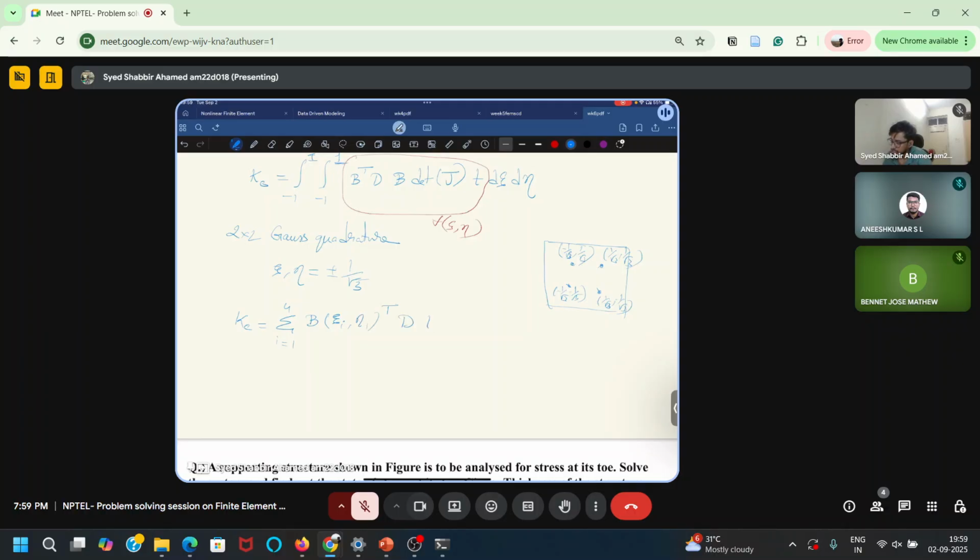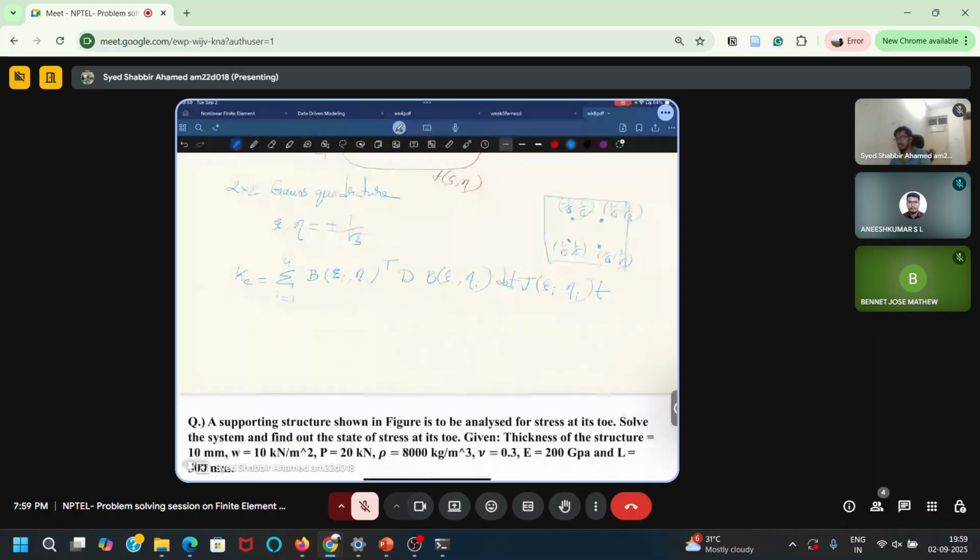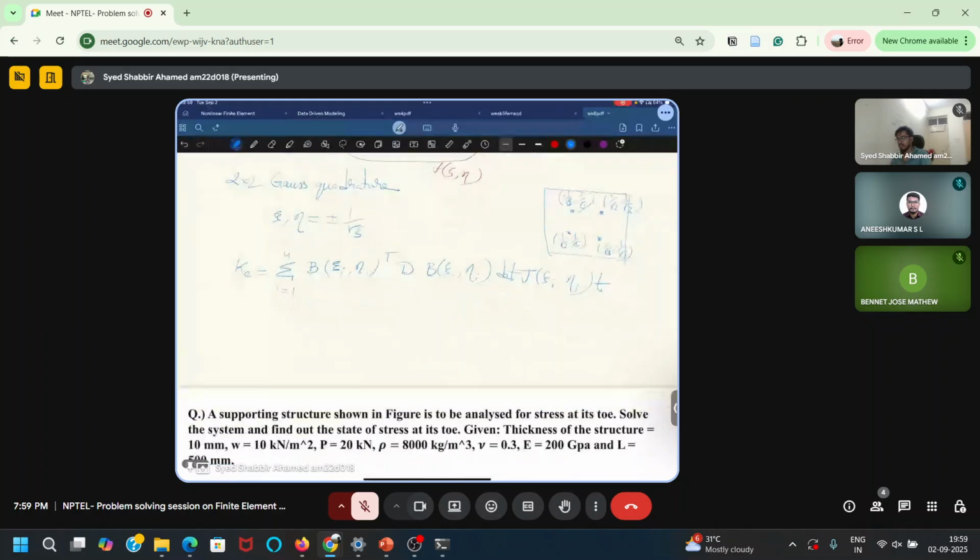Substitute xi i and eta i as minus 1 by root 3, minus 1 by root 3, like that. Get 4 terms and sum it. That's what this summation means. And that det J of xi i, eta i, into t, this is the thickness which we have. So now you will get the element stiffness matrix which you are looking for.